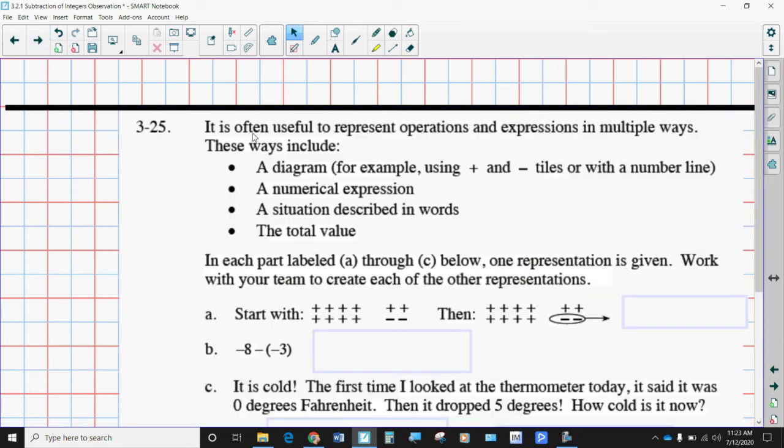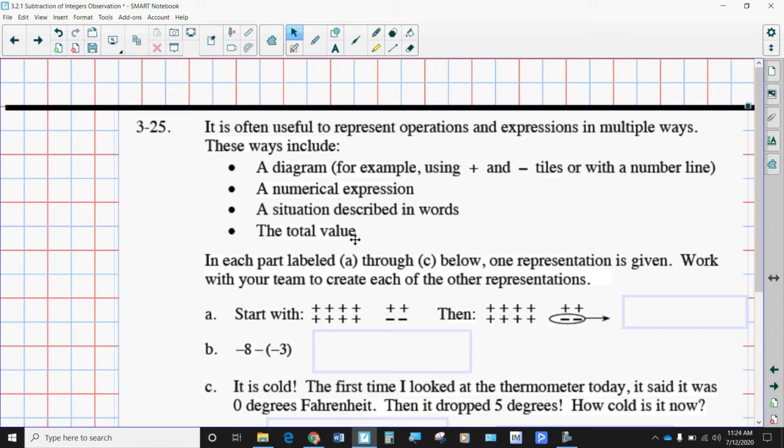It is often useful to represent operations and expressions in multiple ways. These might include diagrams, numerical expressions, writing it out in words, showing what the new total is. So in each of these parts, A, B, and C, one representation is given. For A, you start with a visual representation of the positive and negative tiles, a diagram, if you will. In part B, we're given a numerical expression. And in part C, you're given a word problem where it's given to you in words.